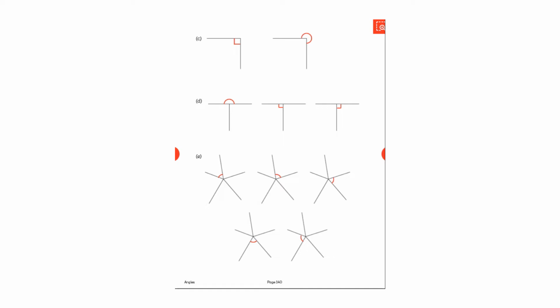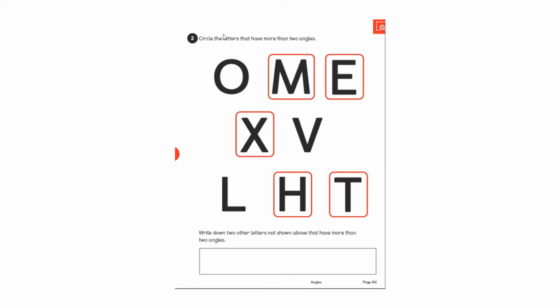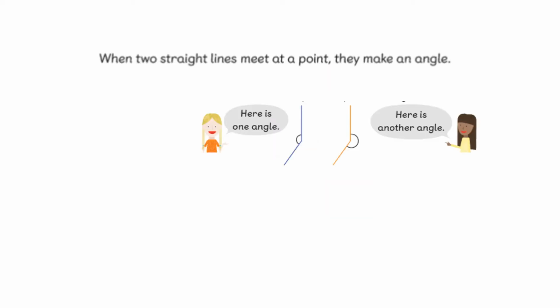Then on the last page, we were looking to circle the letters that had more than 2 angles. So these were the letters you should have circled, and then down below you needed to think of 2 other letters that had more than 2 angles. So far, we have learnt that when 2 straight lines meet at a point, they make an angle, just like on my clock here. We've also learnt that sometimes we can have more than one angle.